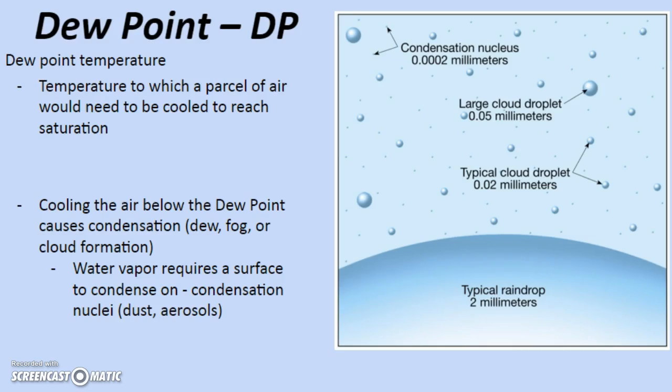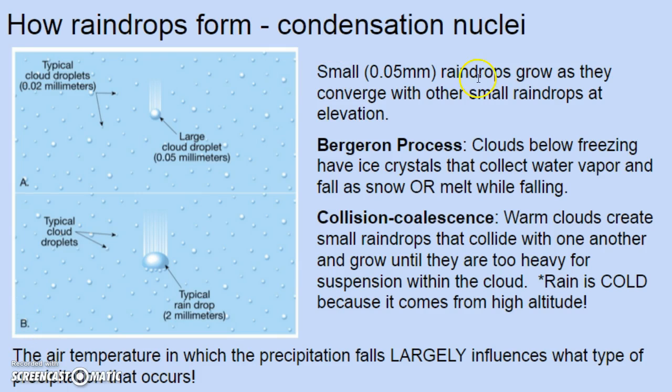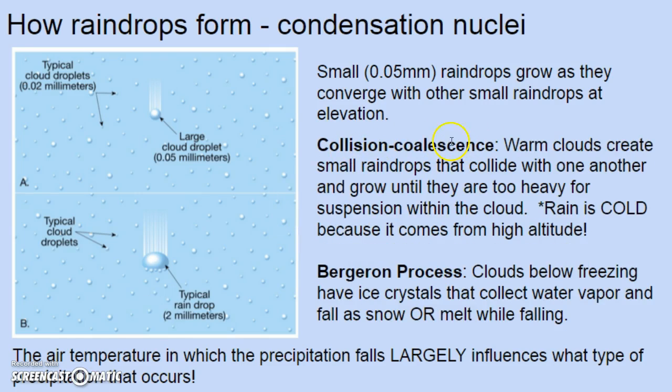And this is where we understand this picture here, that the small raindrops grow as they converge with other small raindrops at elevation. This is called collision coalescence. Warm clouds create small raindrops that collide with one another as they grow until they're too heavy for the suspension within the cloud. So rain is cold because it comes from these high altitudes. We get these small droplets that continue growing and building as they coalesce with other small drops, and they eventually reach a certain critical limit. In this case, a typical raindrop is about 2 millimeters.